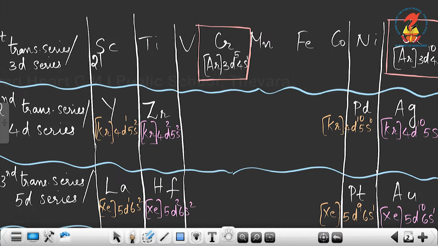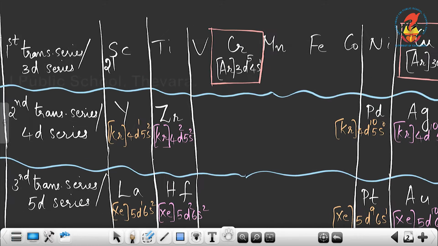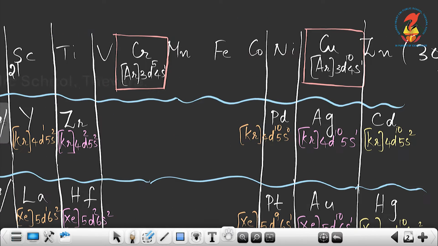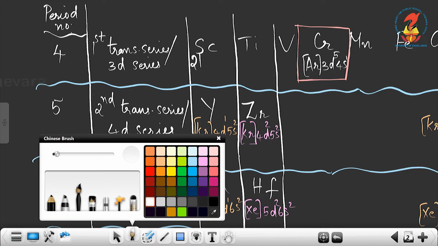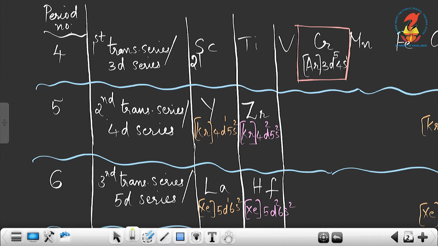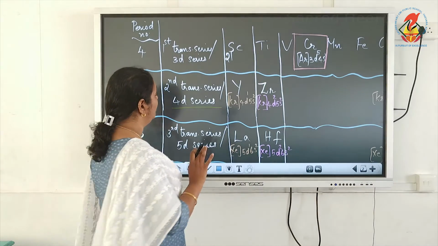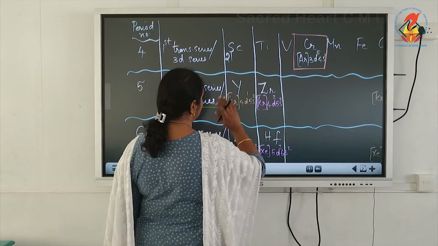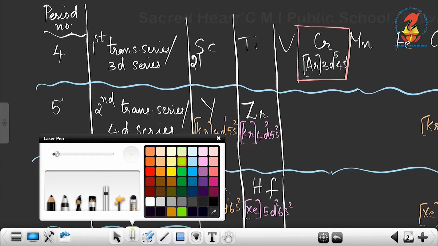Now, next we have the period number 5. In period number 5, we have the second transition series or 4D series. And again we have 10 elements in the 4D series. Now, I have written the element coming under scandium, and we know scandium is in which group? Scandium is in the third group of the periodic table.